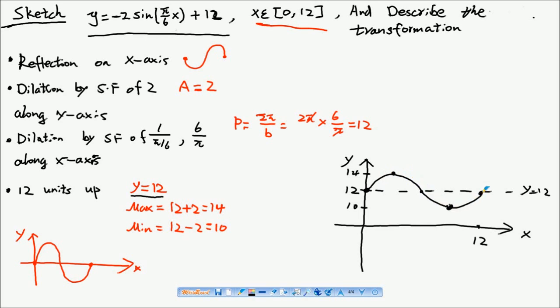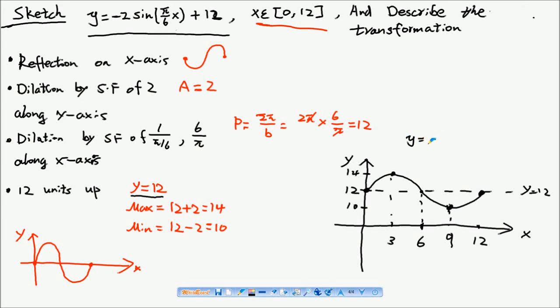Now we can label everything there. This point is half of the period, which is 6. This point is 3, the midpoint between 0 and 6, and here is the midpoint between 6 and 12, which is 9. And that's our graph, y equals to minus.